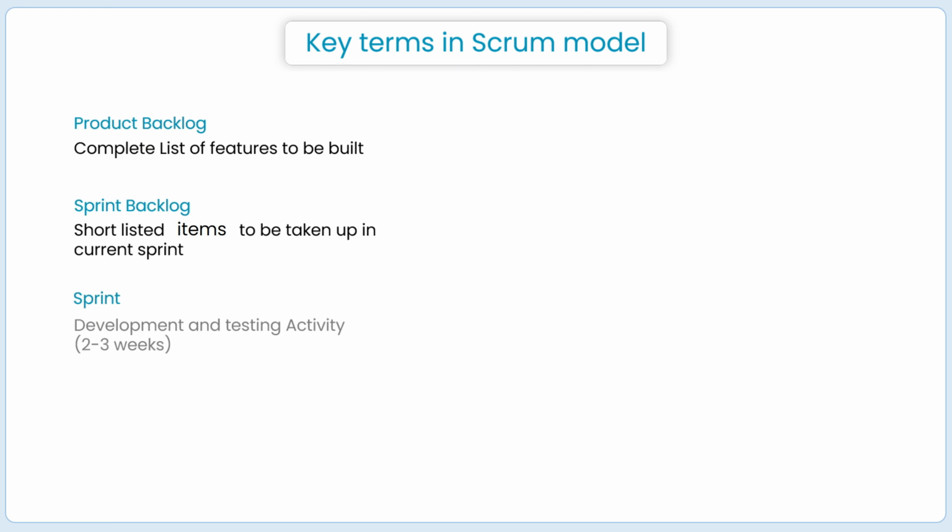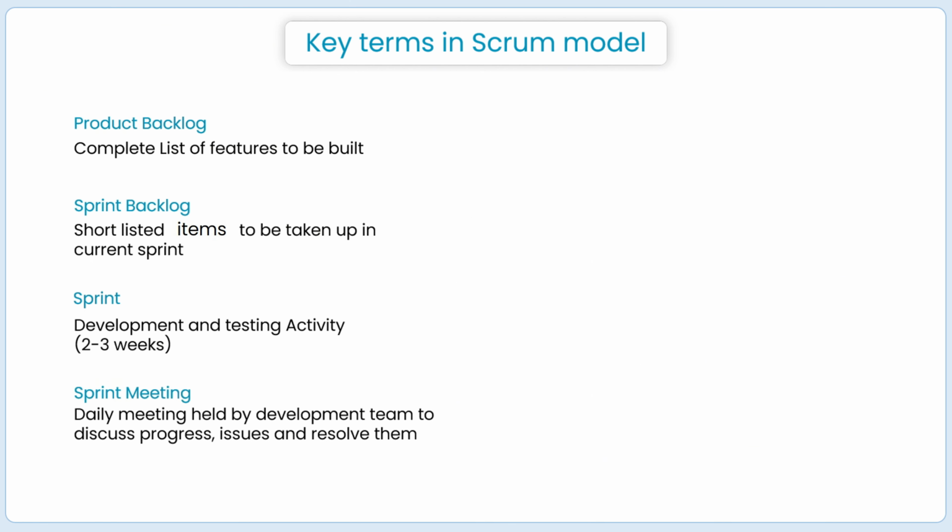Then we have sprint, where developers and testers build the software. Sprints are generally 2 to 3 weeks. Next, we have the sprint meeting. These are daily meetings held by the development team to understand any challenges and resolve them.